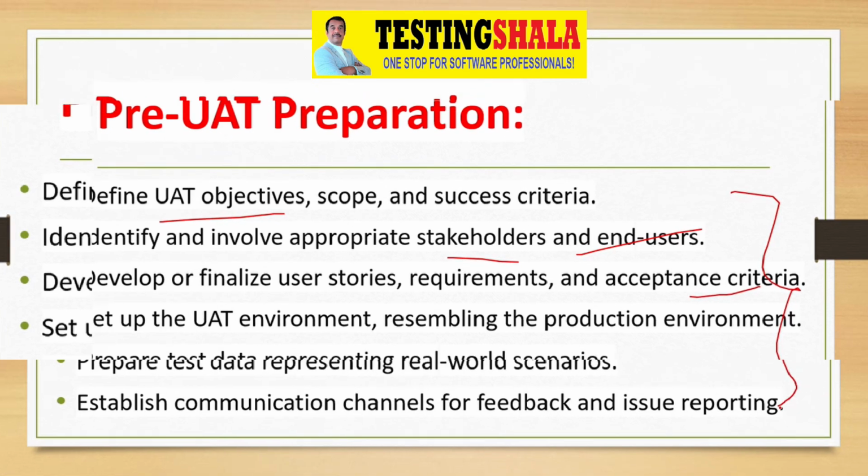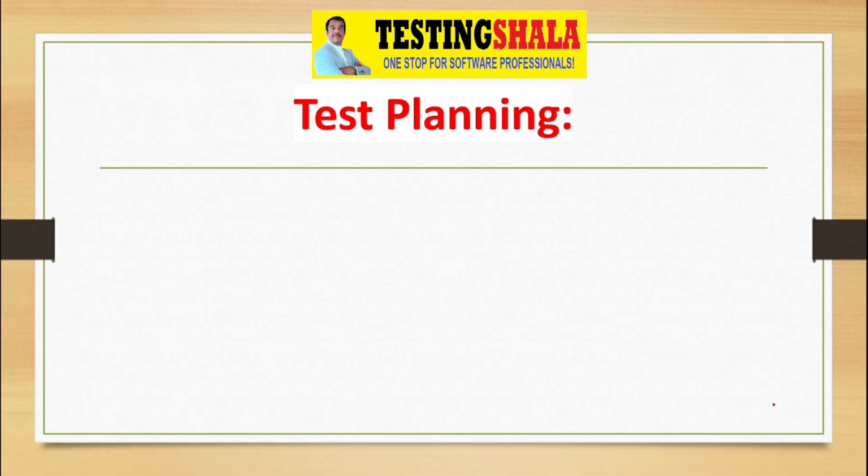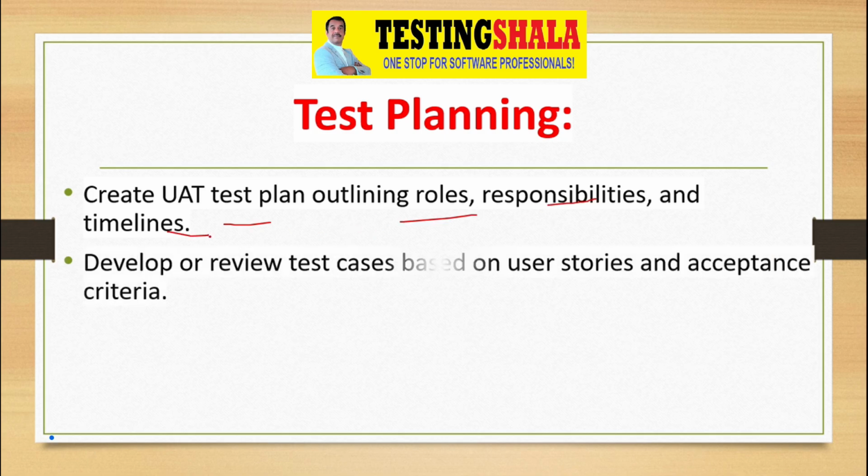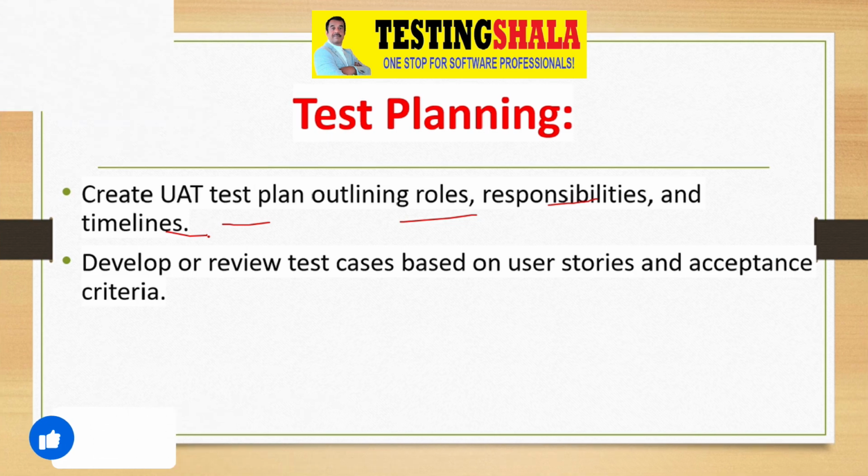phase. Now we will come into the UAT phase, where we will be doing test planning activity in order to start the UAT. As part of test planning, we should create a UAT test plan that is going to outline roles and responsibilities, timelines, what will be in our scope, what is out of scope, what is the infrastructure, what is the schedule. Everything will be defined as part of the test plan.